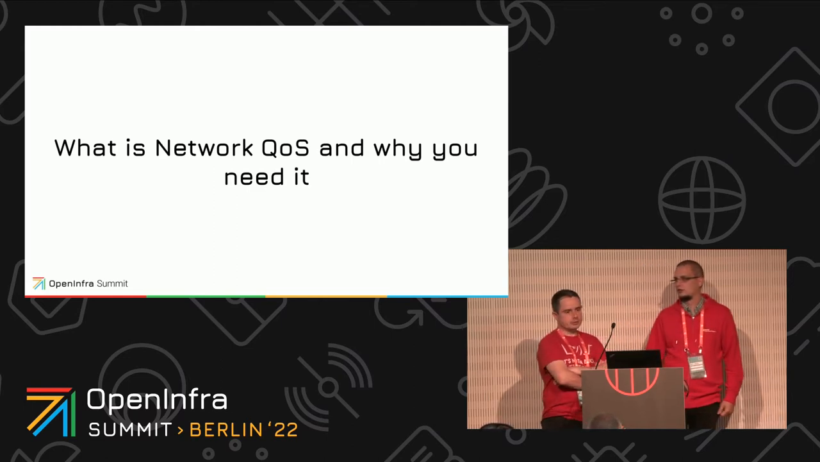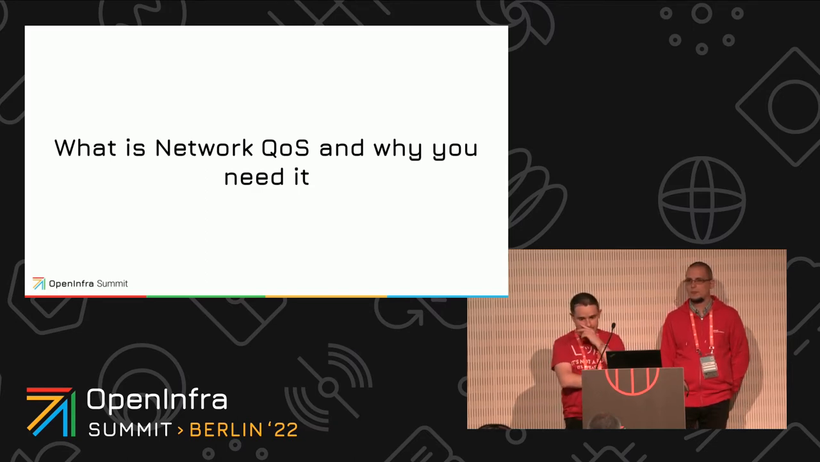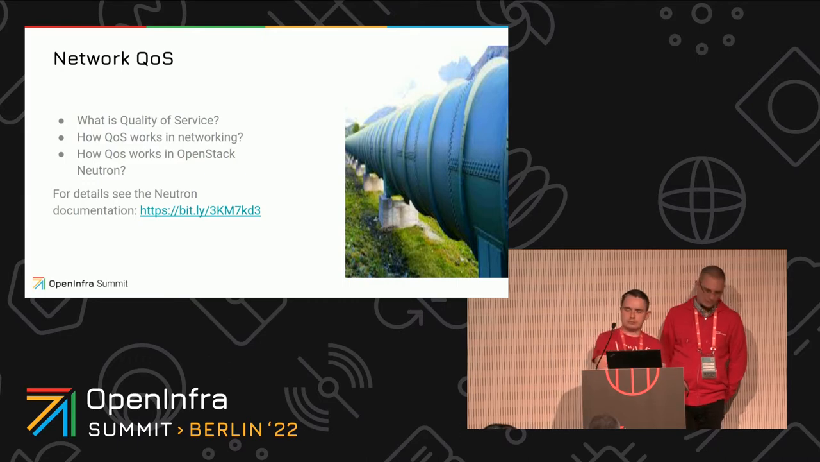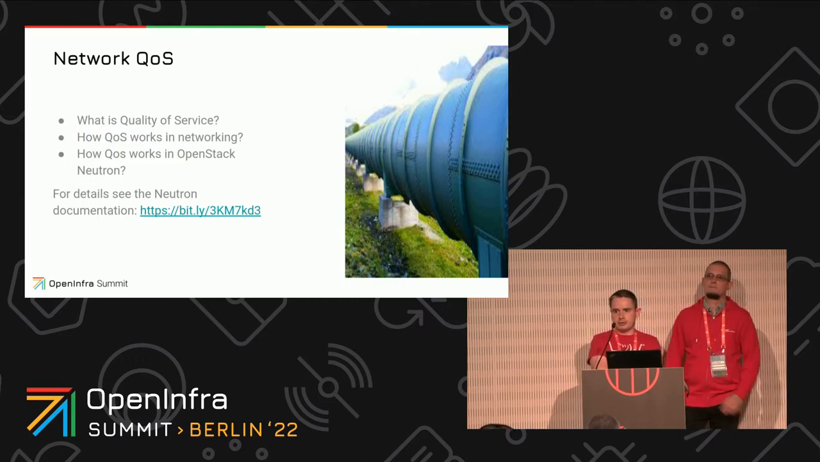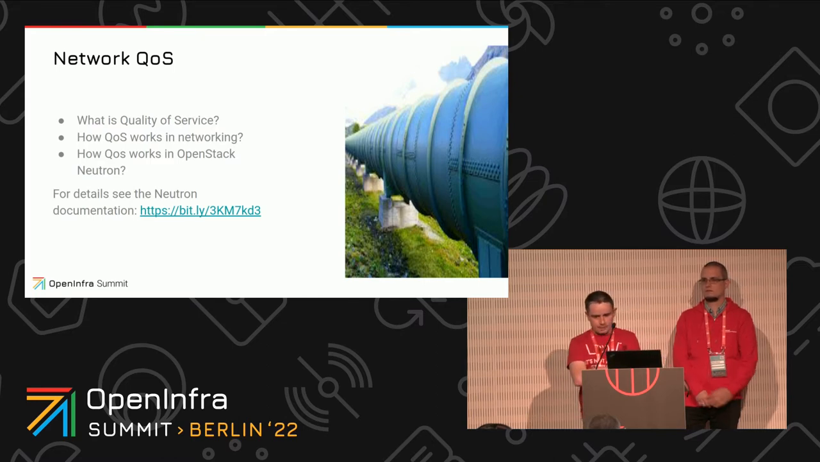So the first question is, what is network QoS and why you need it? Quality of service is the ability to guarantee network requirements like jitter, reliability, things like that. Generally, in networking, it is the task of switches or routers to make this requirement work for your applications. In OpenStack Neutron, there are several quality of service types which you can select for your applications. The API provides five QoS rule types as of now. I try to list them in more or less historical order.